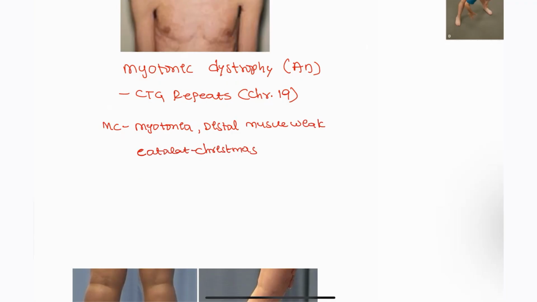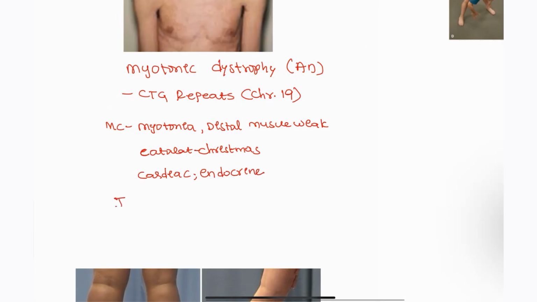Patients with cardiac defects will also be seen, and endocrine dysfunction will also be seen. And what is the investigation of choice for this patient? The investigation of choice will be genetic testing, and the other one is EMG. Electromyography can also be done for this patient.